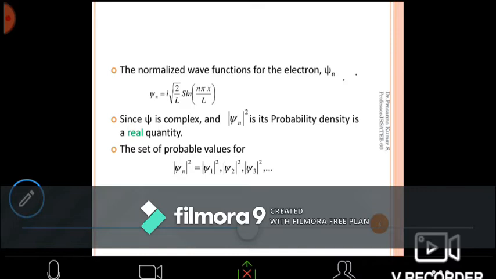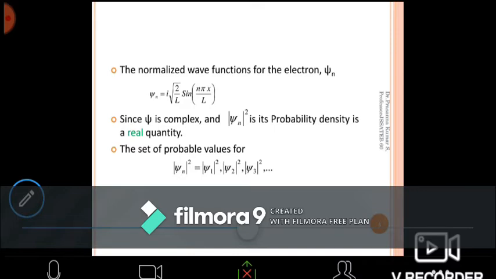So this is a general wave function. It's called the normalized wave function for the electron in the state n. If n equals 1, this is psi 1, equal to root 2 by L sine of pi x by L. If the particle is in the second state, it has a different wave function, represented by psi 2. If the particle sits in the third state, that is n equal to 3, it has a different wave function, and so on.